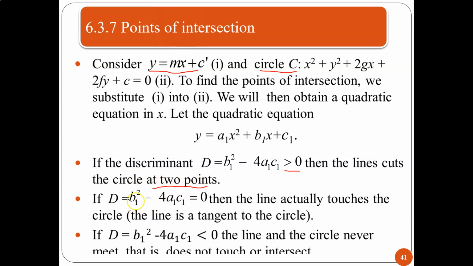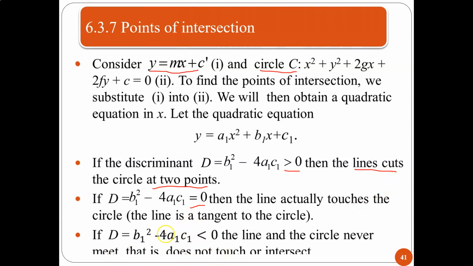Okay, let's see the second one. If the discriminant b squared minus 4ac equals 0, this one is equal to 0, you can expect that the line actually touches the circle. It touches the circle. It does not cut the circle. This one, the line cuts the circle at 2 points. It cuts, it crosses, it cuts the circle at 2 points. But this one, it just touches. Touch means it just touches somewhere on the circumference. It just touches the arc of the circle.